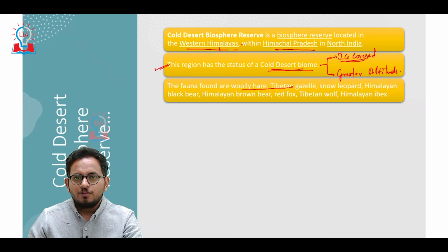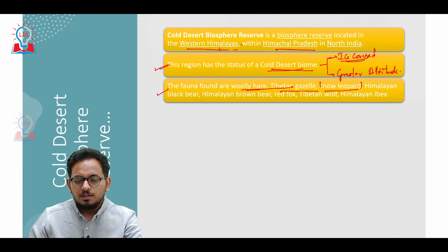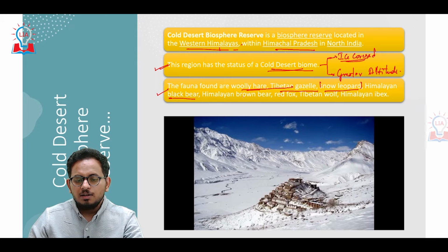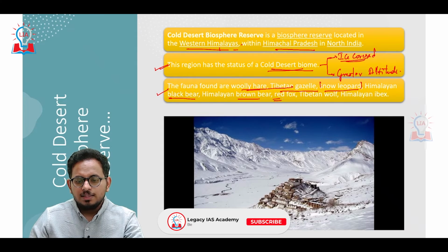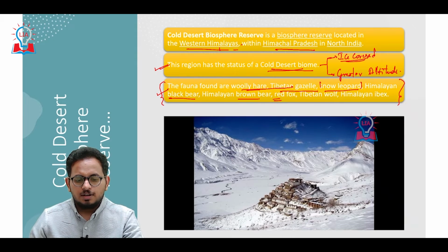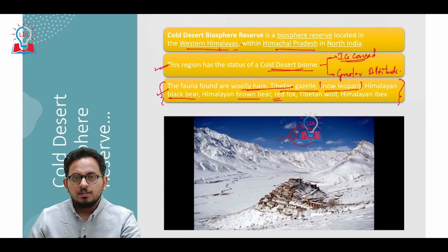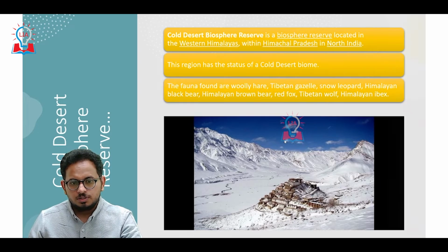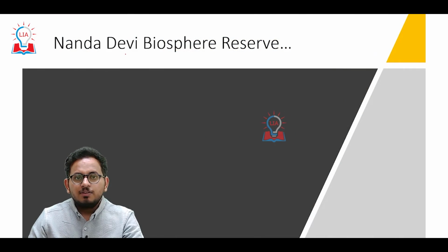The important flora and fauna are woolly hare, Tibetan gazelle, snow leopard, Himalayan black bear, Himalayan brown bear. Okay, these are some of the fauna present in the cold desert region. And see, this is the cold desert, which is extensively covered with ice and it is situated at greater altitudes. Nanda Devi Biosphere Reserve.